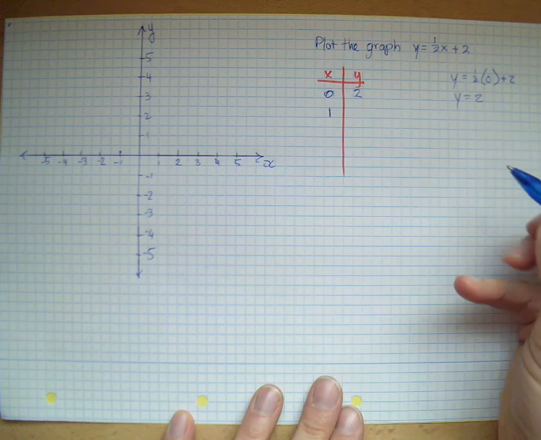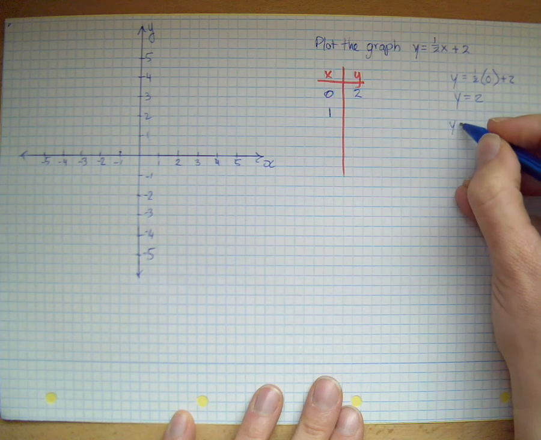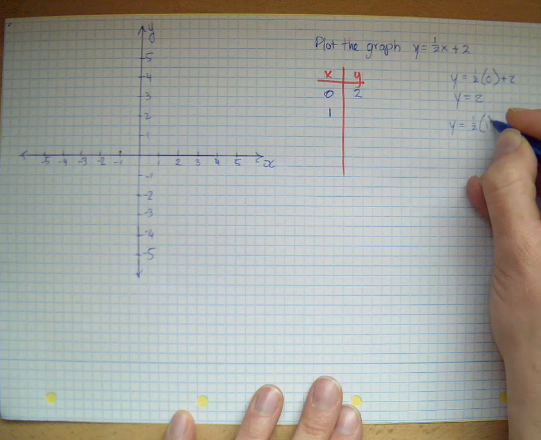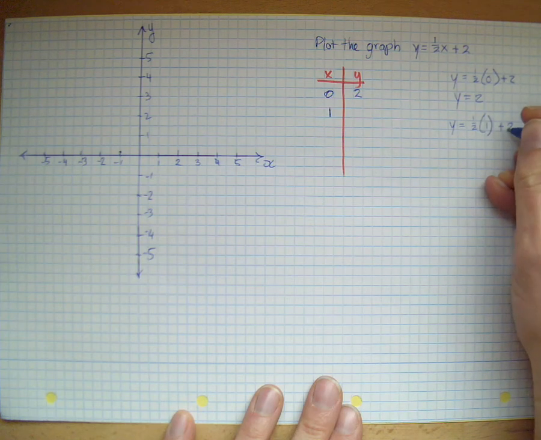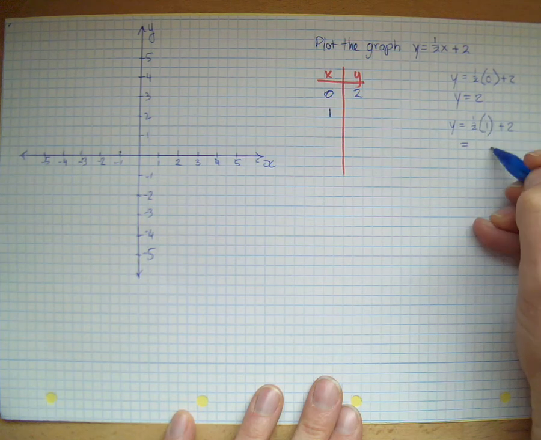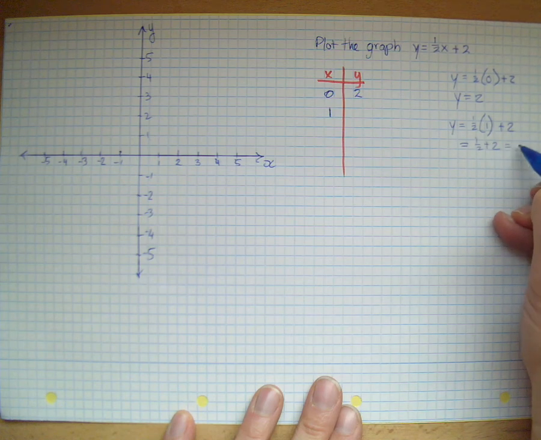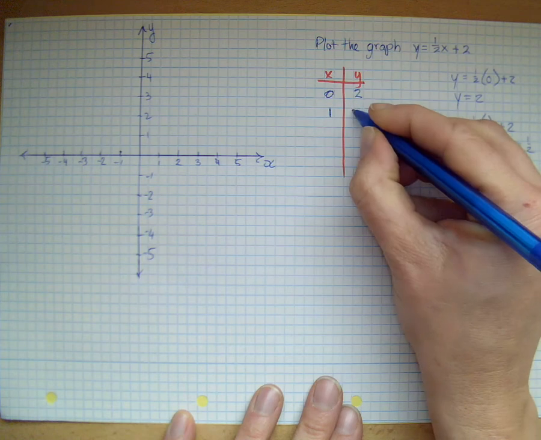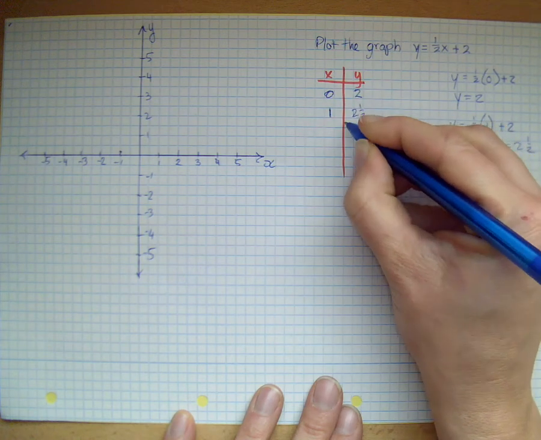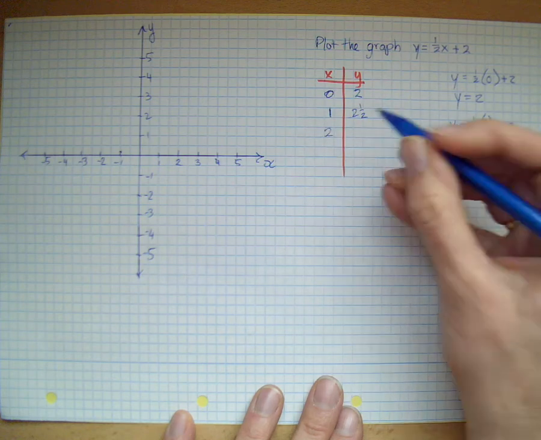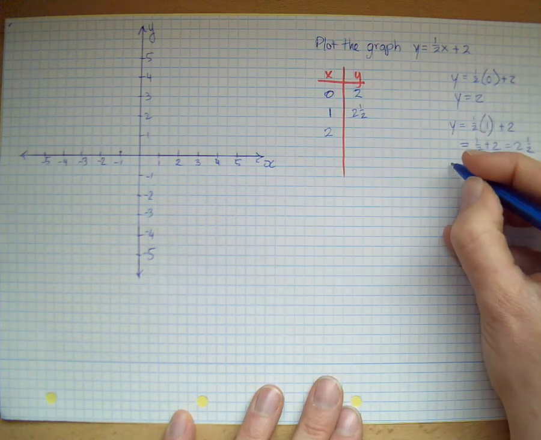What if we plug in 1? Y would equal 1/2 times x is 1 plus 2. In that case, y would equal 1/2 plus 2 equals 2.5. So 2.5. Just found my second coordinate. Let's find another one just to make this look nice.